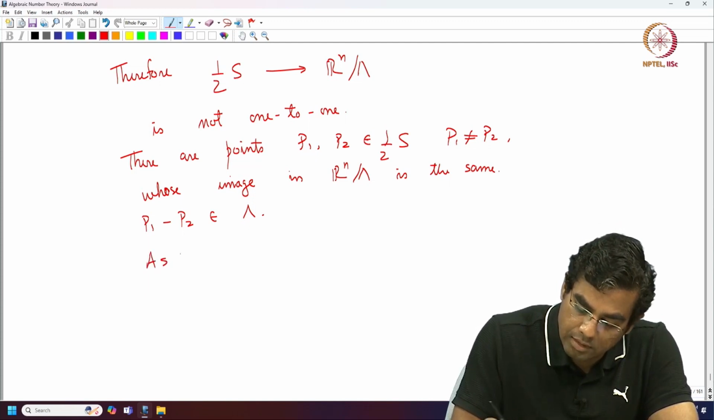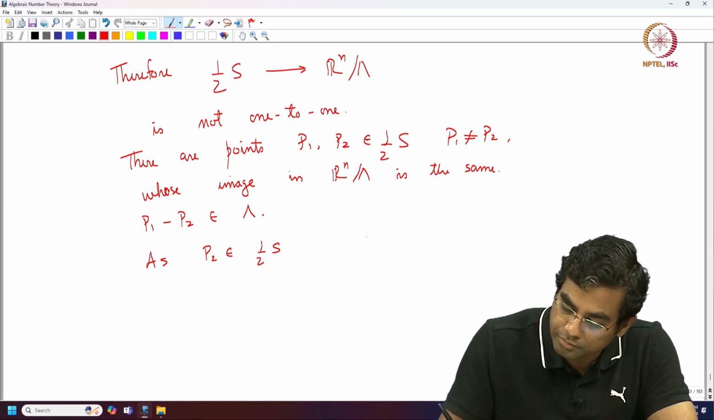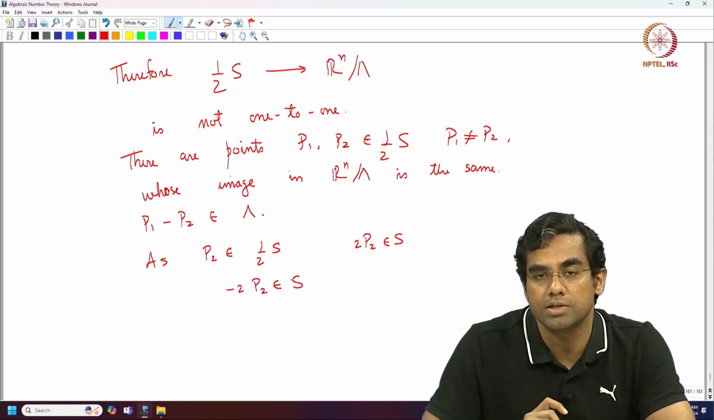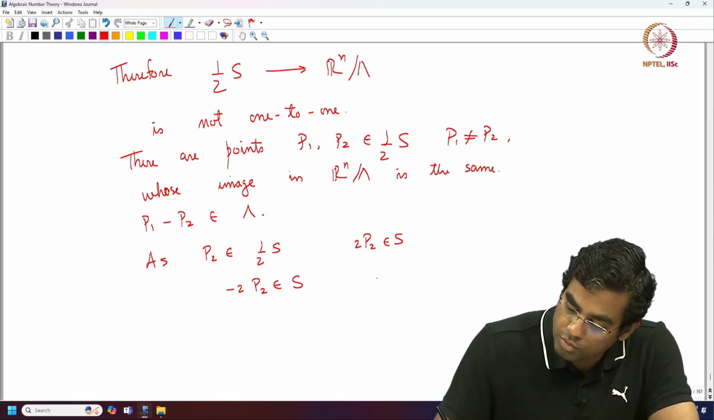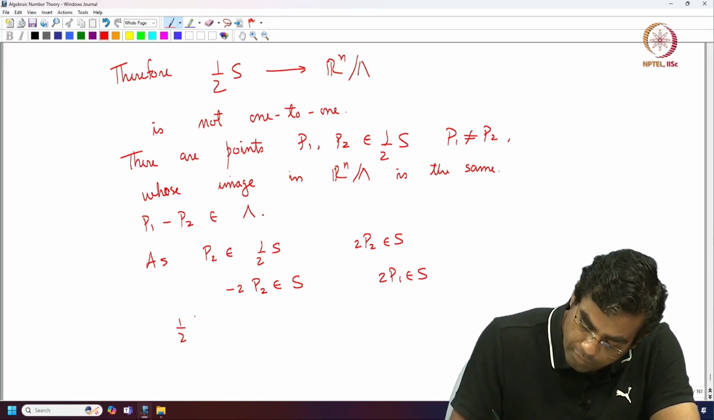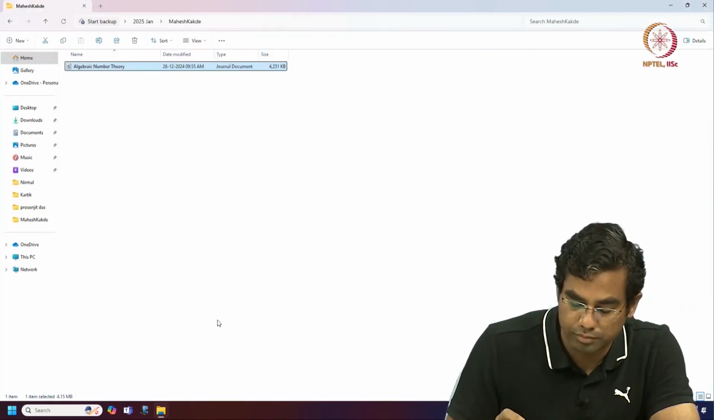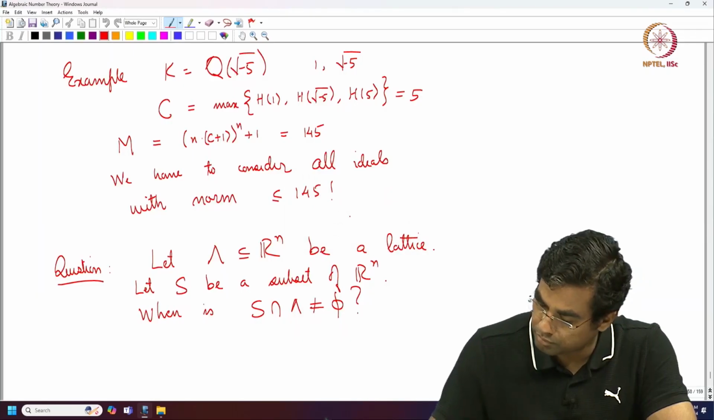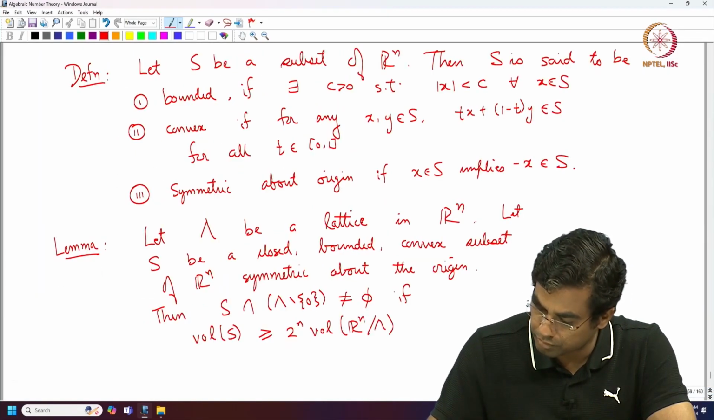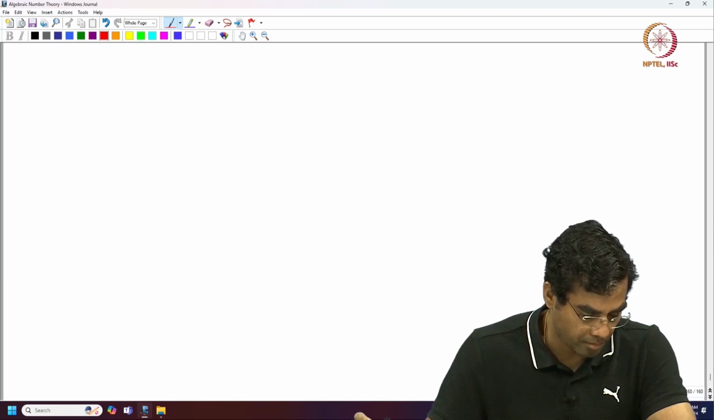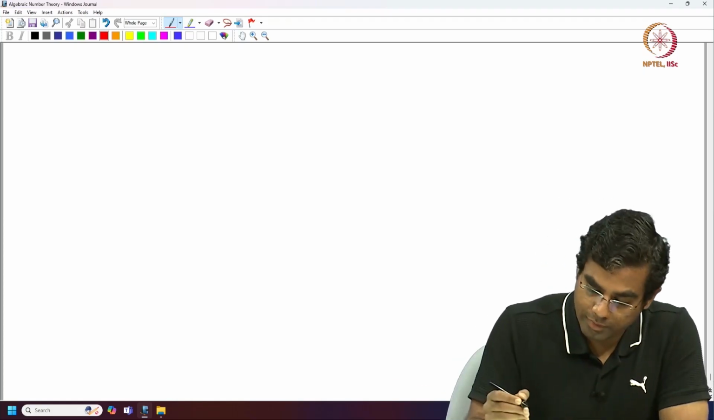Now, as P2 is in half S, 2 times P2 is in S and minus 2 times P2 is also in S. So, this is where we are using symmetry about the origin, and 2 times P1 is also in S because P1 is in half of S. Okay. I think I will just continue from where we left.